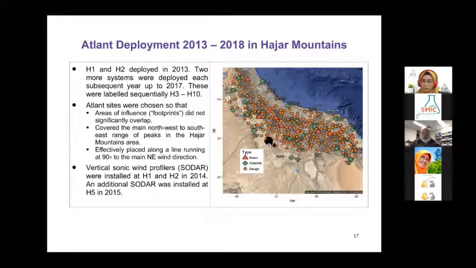Now you have over here, the orange circles are rain gauges that were installed. The red diamonds are the various Atlants that were installed in the mountains. And then you have the green diamonds over here, which are the meteorology DGMAN weather stations. In addition to which, vertical sonic wind profilers, or SODARs, were installed at a couple of the Atlant sites to allow assessment of where the ionized aerosols were eventually ending up.